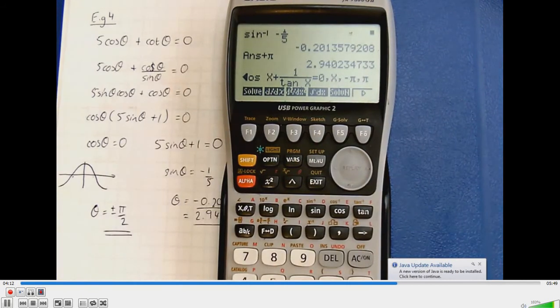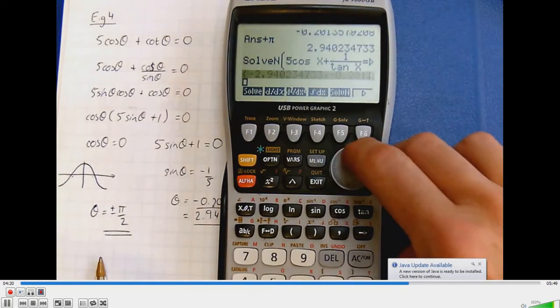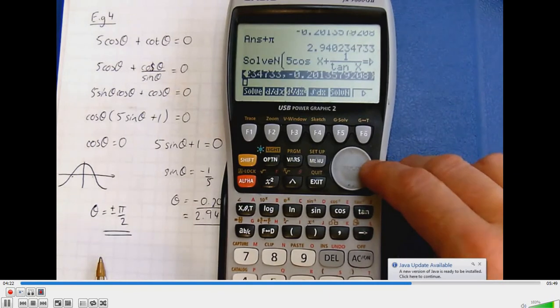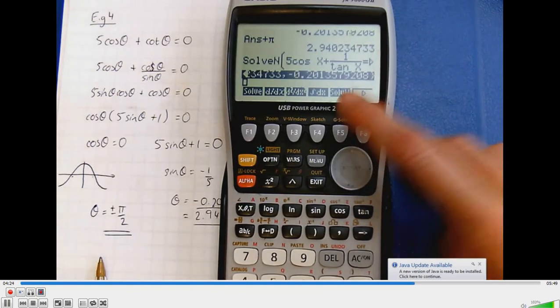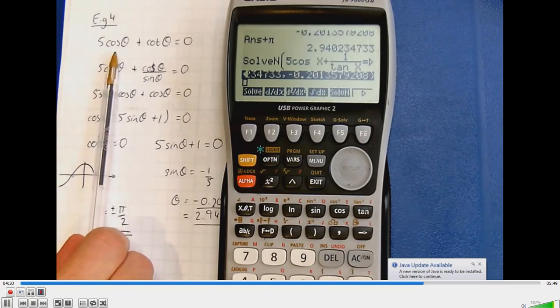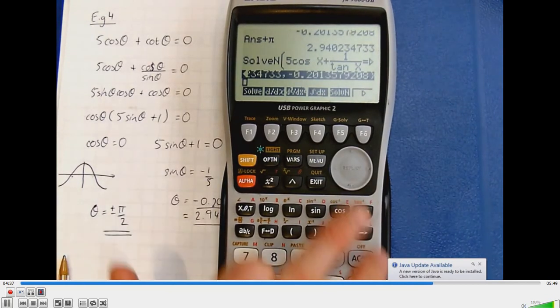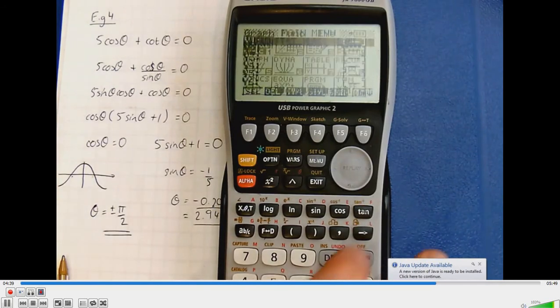And let's see what the calculator gives us, hopefully 4 answers. We get negative 2.94, excellent. And then we've got negative 0.201. Great. Now it hasn't given us the other 2 solutions. Okay, but if you wanted to double check, you could substitute pi over 2 in there and you should get the correct answer. Let's have a look on the graph.